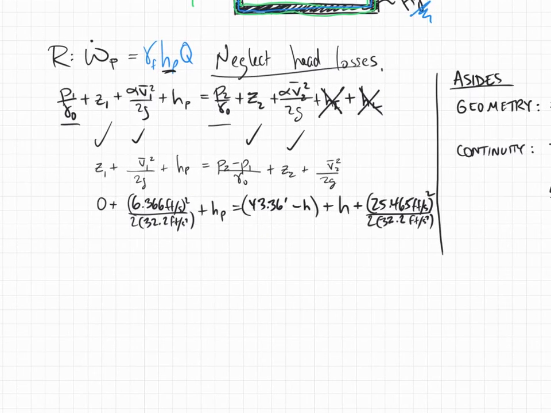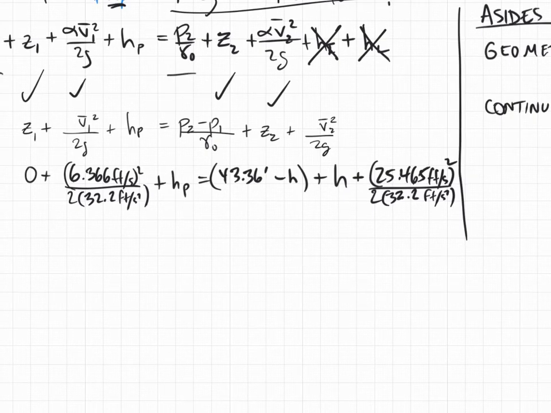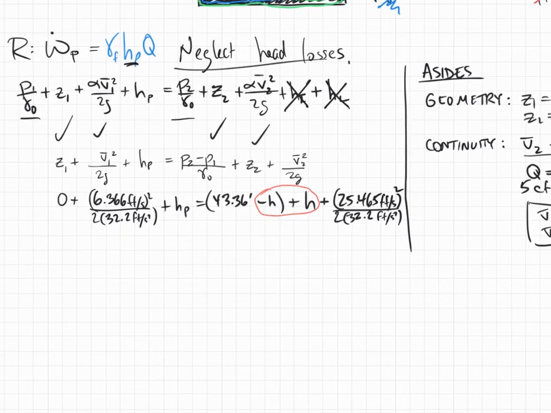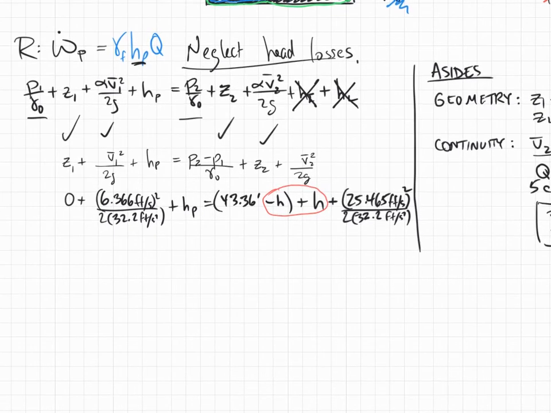All right. Now look at that. Isn't that wonderful? They all came out lovely, and they canceled. You've got to be happy when that happens, right? Because it means something. It's very good. We should be very happy at moments like this. So we are left with 0.629 feet plus HP equals 43.36 feet plus 10.07 feet. Okay, so I'm going to solve for HP.